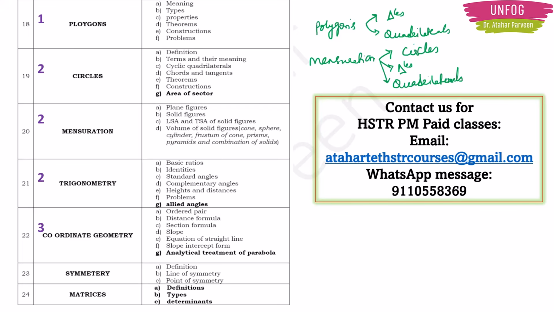Okay, then symmetry, no question was asked. It's a very easy chapter. If you skip also, no problem. Then matrices, 2 questions were asked. So these were the number of questions asked from each chapter.